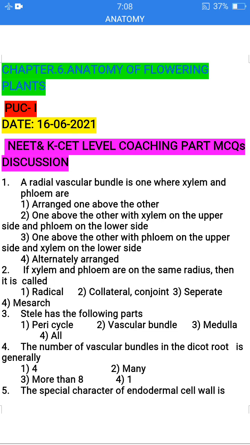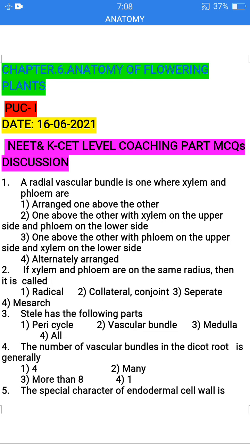So the radial vascular bundles are arranged alternatively to each other. This concept we had a discussion on in the previous class. So here there is a short piece of information regarding these radial vascular bundles. Let's discuss in detail.